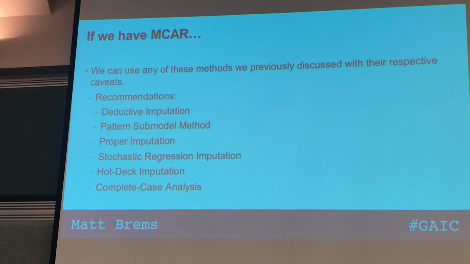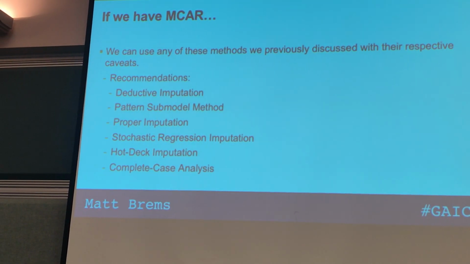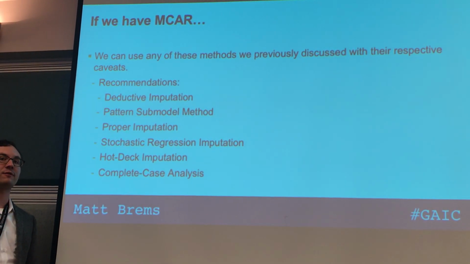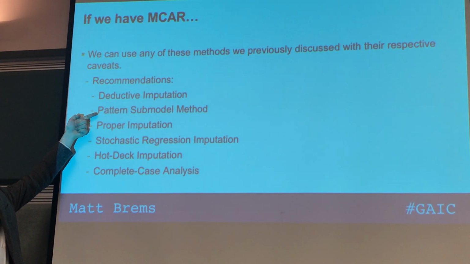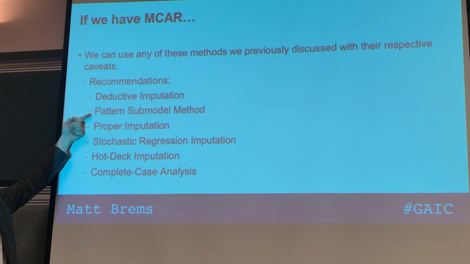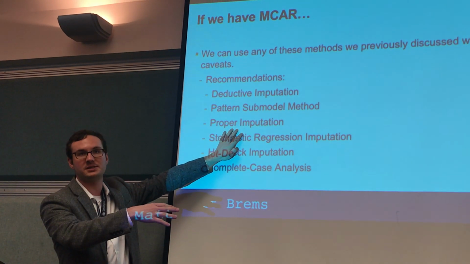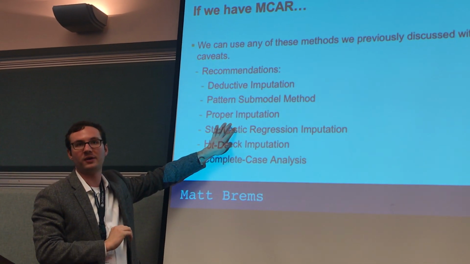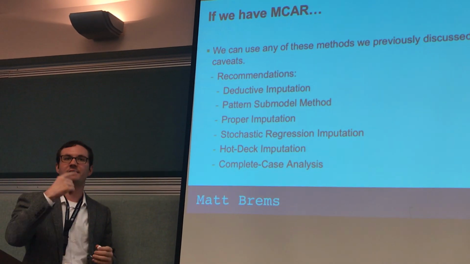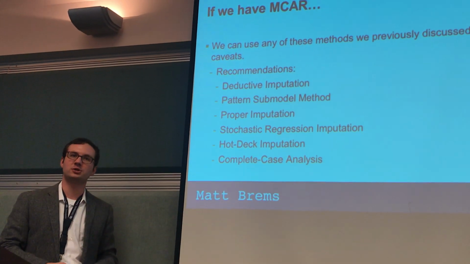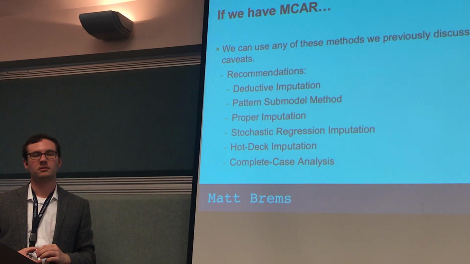That would be for the pattern submodel approach, which is different from proper imputation. The pattern submodel method, you could have up to 2 to the p models if you have p variables. In practice, you generally don't realize that many different patterns of missingness. Proper imputation was where we made multiple copies of our data set, filled in a distribution for each of those, and then we could simulate values from each of those distributions and aggregate our predictions or inferences across each of those data sets. But we know it works if you know the underlying distribution.